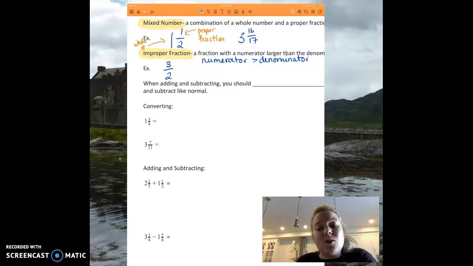Okay, now in the world of mathematics, improper fractions are really useful. Improper fractions are what you're going to use when you're doing actual calculations. Mixed numbers are more helpful when you're trying to translate that improper fraction into something meaningful. So for example, if I said I read 3/2 of a book this weekend, you'd look at me like I was losing my mind.